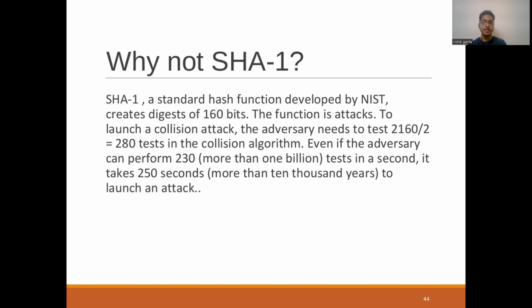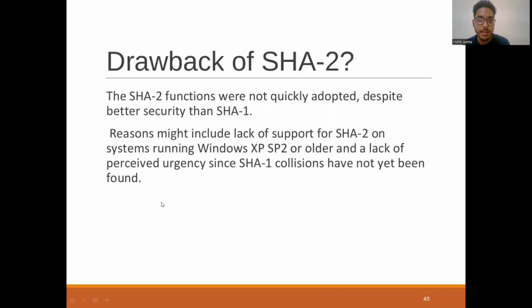Why not SHA-1? SHA-1, a standard hash function developed by NIST, creates a 160-bit digest, but the function is vulnerable to attacks. To launch a collision attack, the adversary needs to test 2^160 by 2, that is 2^80 tests, in the collision algorithm. Even if the adversary can perform 2^30, that is more than 1 billion tests in a second, it takes 2^50 seconds, more than 10,000 years, to launch an attack.